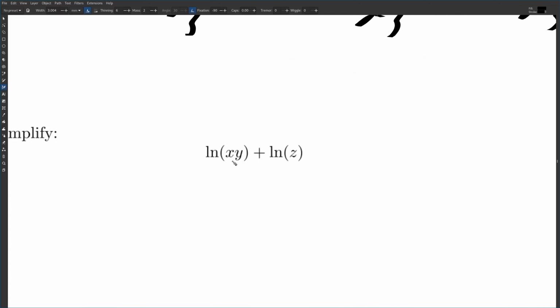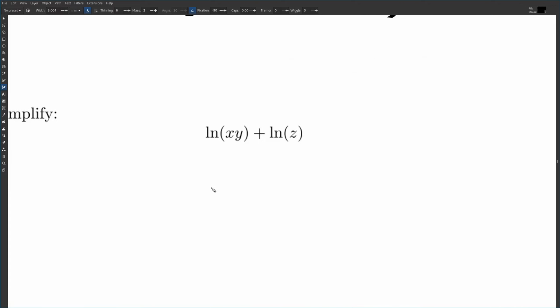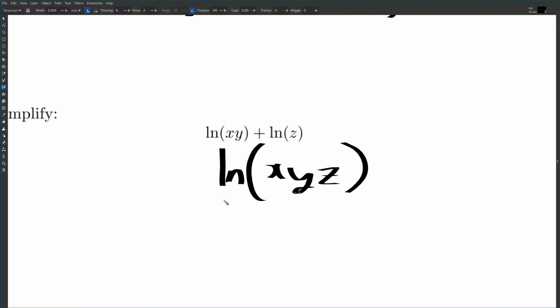Simplify. Since we have a plus sign, it's just going to be a product rule. So ln of x, y, z first. And if you don't like this ln, you can temporarily switch it out for log base e of x, y, z. They mean the same thing.